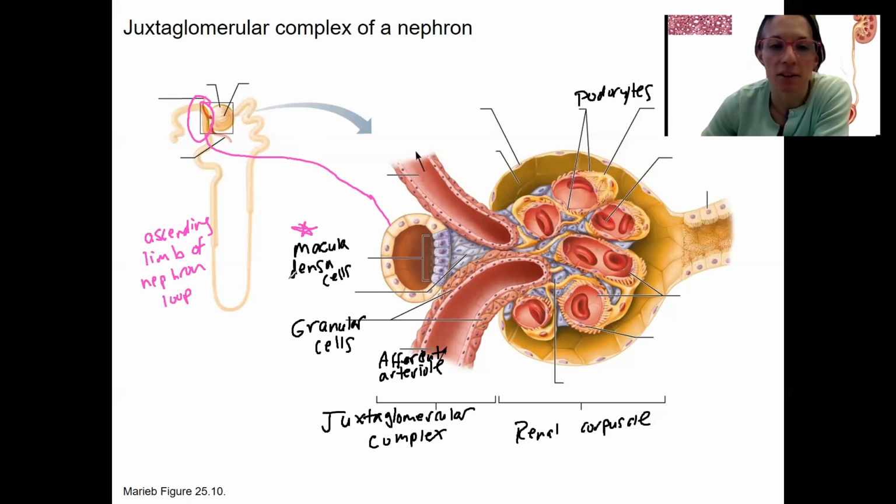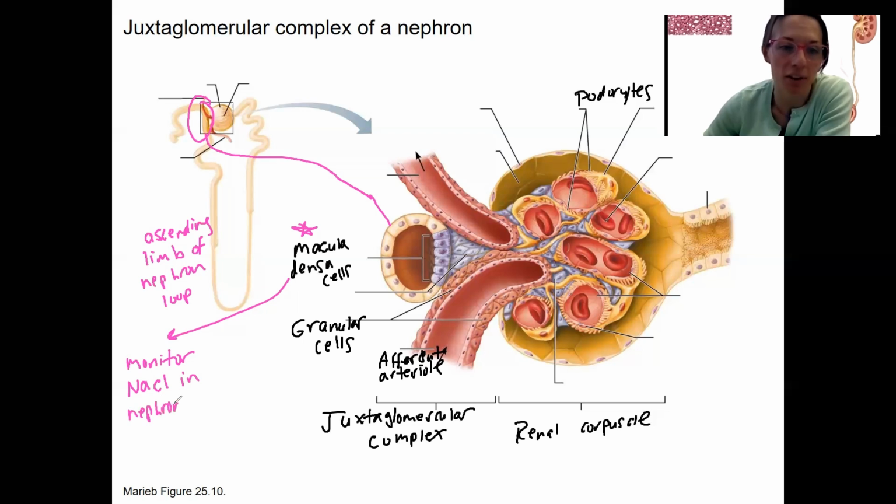So these macula densa cells can monitor specifically NaCl in that ascending limb, coming out of the nephron loop. I should put that after, right? Because it's the ascending limb. We've come away from that loop. There's chemoreceptors located in these macula densa cells, right? That makes sense? Okay.